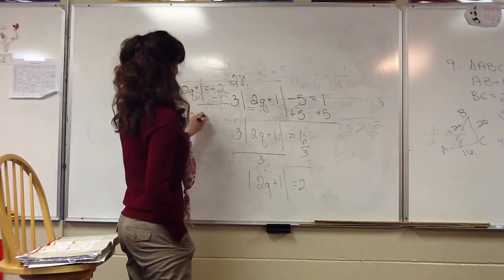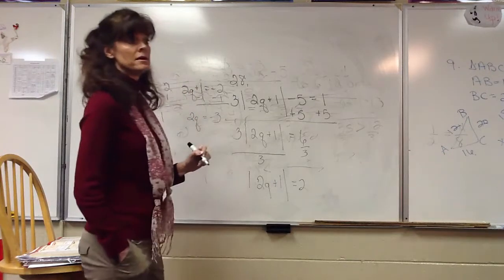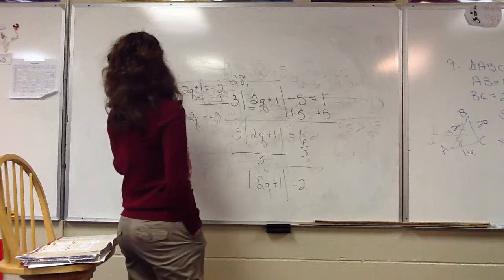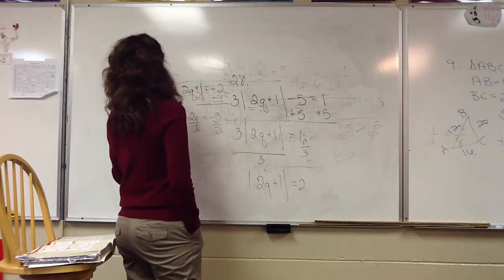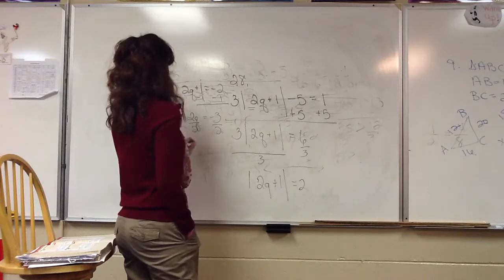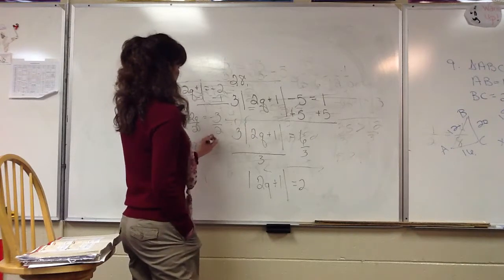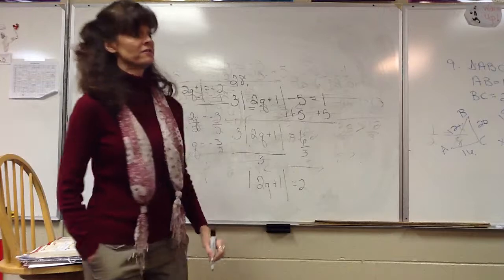Now what? Divide by 2 on both sides. Q equals 1/2, and Q equals -3/2. And there you go. There's your answer.